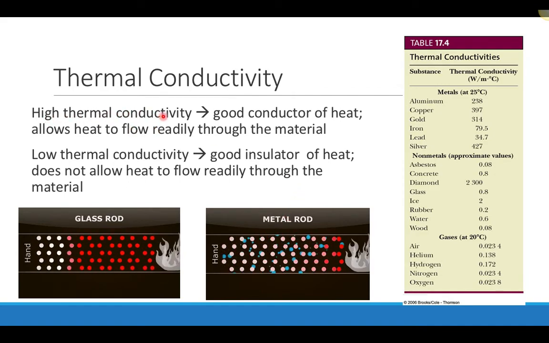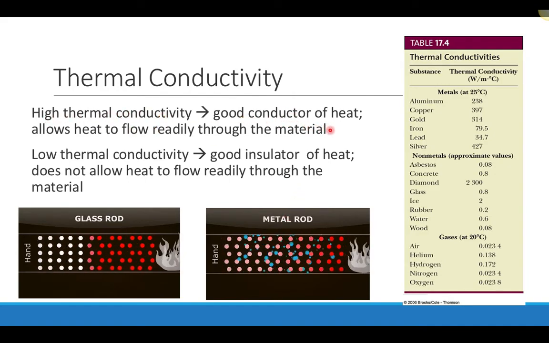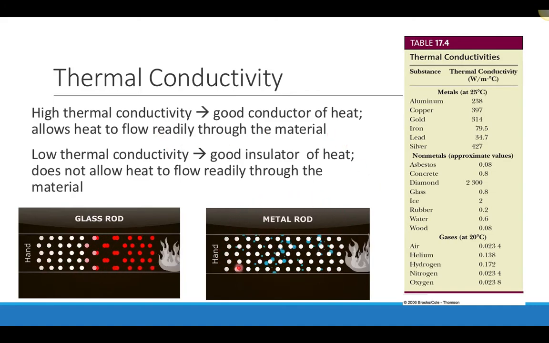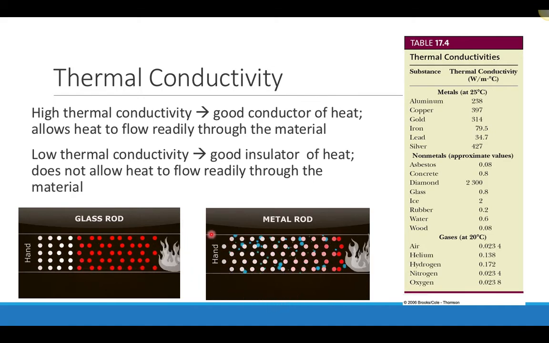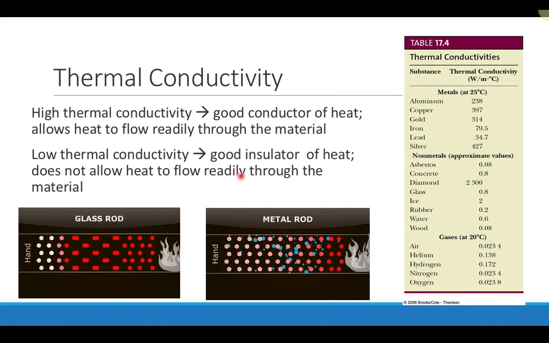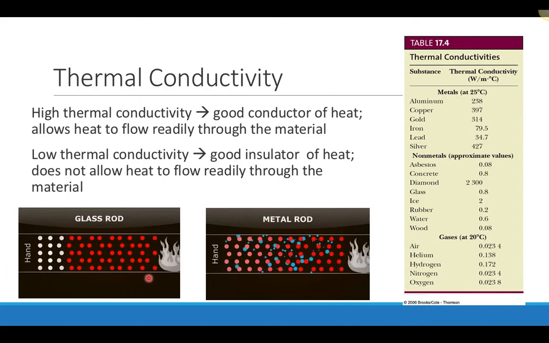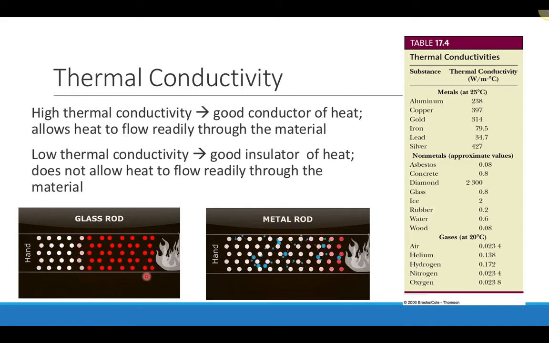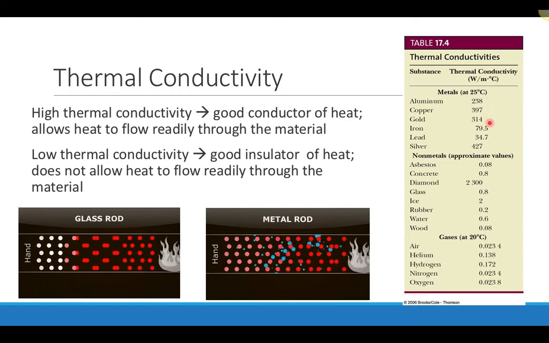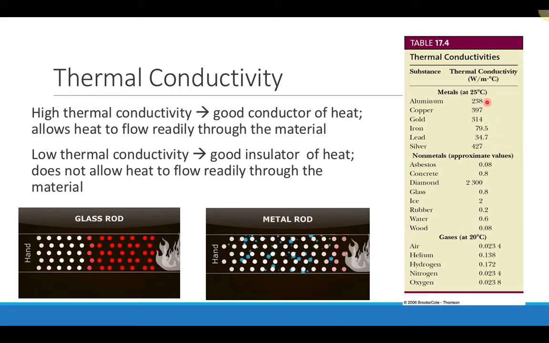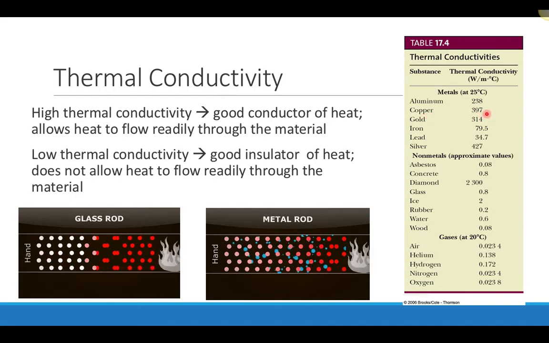Something with a high thermal conductivity is a good conductor of heat. It's going to allow that heat to go readily through it. Metals have very high thermal conductivities. Low thermal conductivity is a good insulator. It's not going to allow the heat to transfer very readily, and glass actually has a low thermal conductivity. So here's a table of some different thermal conductivities just to give us an idea. At the top here are some metals. For example, copper has a thermal conductivity of 397.